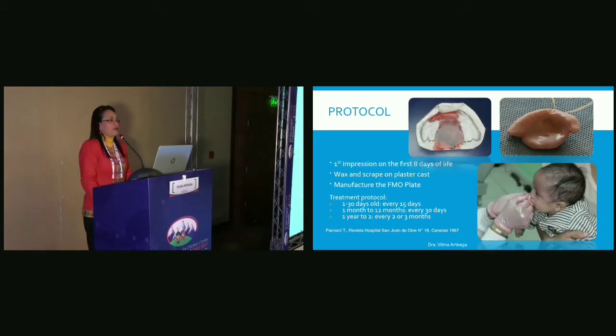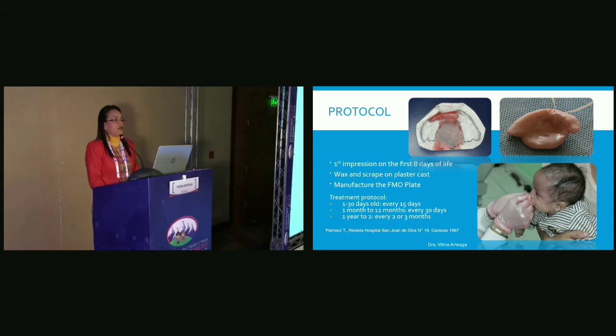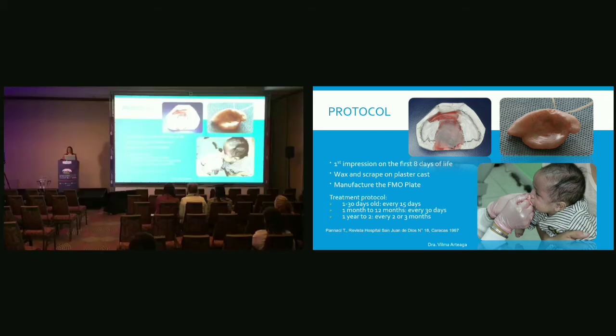Well, the protocol. We have to start first by taking the impression. We take the impression with the patient awake with alginate, as I said before, as soon as possible. When you have taken the impression, you have your plaster cast. You design what is the best design for the case, because every case is different. And once you decide, you wax and scrape on the plaster cast, depending on where you want the bone to model or remodel. And when you have that done, you manufacture the FMO plate with hard acrylic.